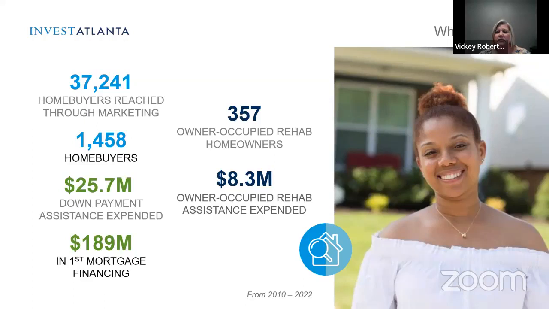For those requirements, homeowners that meet income qualifications can receive up to $10,000 towards down payment and closing costs. They must qualify for a 30-year fixed rate FHA, VA, or conventional mortgage loan with the Invest Atlanta participating lenders. And we do have a great team, Anita Allgood and Felicia Neal and Kirsten, who can assist with those programs.